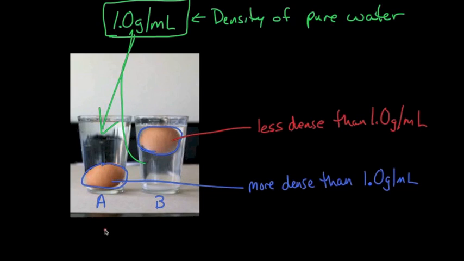Okay, so I hope you understand how we calculate or determine relative density. It's basically comparing the densities of two or more substances to each other. And based on their position to each other, we can determine which one's more dense.